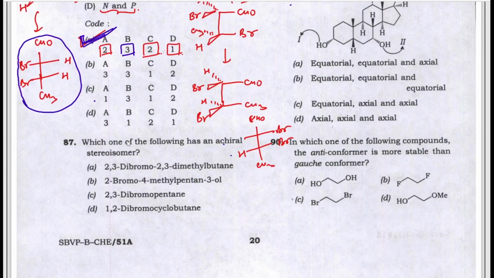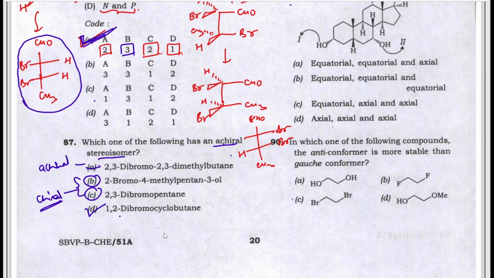In the next question, which one of the following has an achiral stereoisomer? Okay, so the correct answer of this question is D, that is 1,2-dibromocyclobutane. Okay, in these three cases, B and C both are chiral with no plane. Okay, you can draw the structures, and in the case of this, this is a totally achiral compound. Achiral compound due to plane.